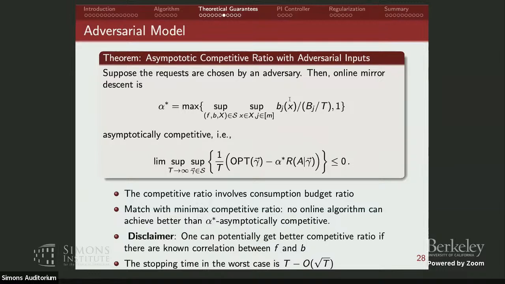Back to Billy's question, if we do know there is some structure of this F and B, then there are chances that you can get a better competitive ratio than this alpha star. In particular, in the adwords problem, this F and B are proportional to each other. And there you can get a 1 - 1/e competitive ratio, which is better than this alpha. This alpha is more like a data-dependent competitive ratio. Okay, any questions for this?